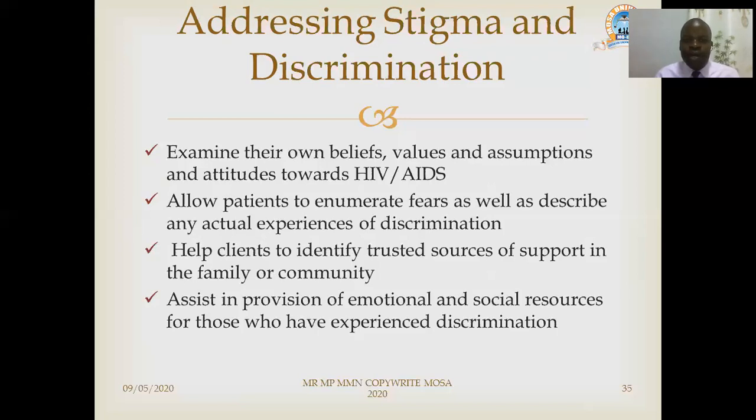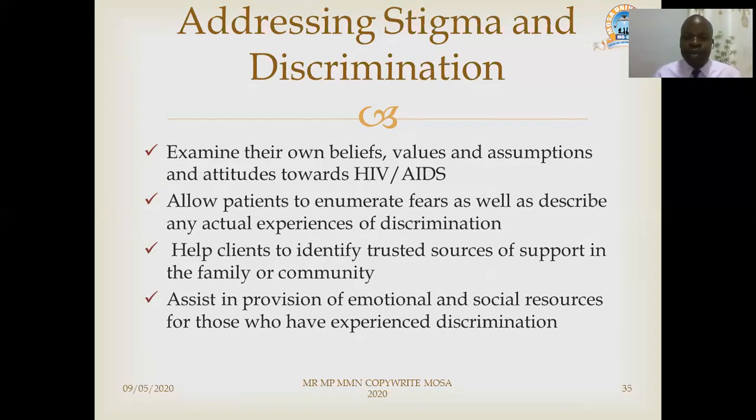Help clients to identify trusted sources of support in the family and the community. Even in the family, it's not everyone who is helpful to you. There are some individuals who never help you even when they have it. So you should also inform or educate your clients where they can get support within the family as well as the community. And this should be done in a good way, not at gunpoint. Like, tomorrow I'm going for review at the hospital and I need transport money. Someone should be informed in good time so that they can prepare for their movements.